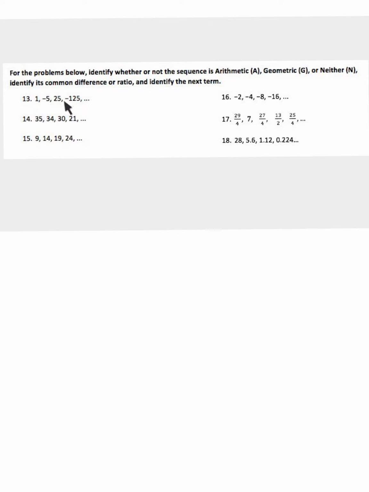Alright, so for these problems down here, we need to identify if they are arithmetic or geometric or neither. And then if they are geometric or arithmetic, we need to figure out what is the common difference or the common ratio. And then we need to find the next term. So here's what I would like you guys to do. Go ahead and try it yourself, and then pause the video and then play it. I'm going to have the answers written down, and you can check your work.